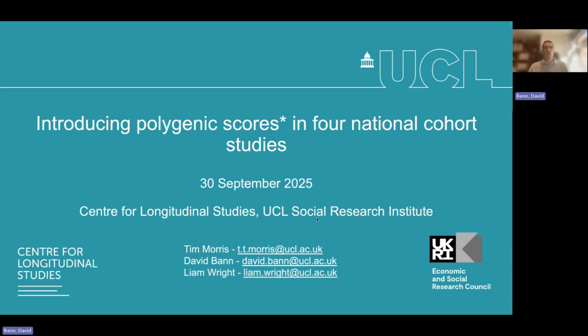We'll be giving an introduction to polygenic scores in 4 national cohort studies. We're joined by my colleague Tim, who has led this work, and by my colleague Liam, who will be talking about research examples. Just to mention, there's an asterisk here. This is because we'll be referring to polygenic scores. We also use the terminology of polygenic indexes or polygenic indices to refer to the same thing.